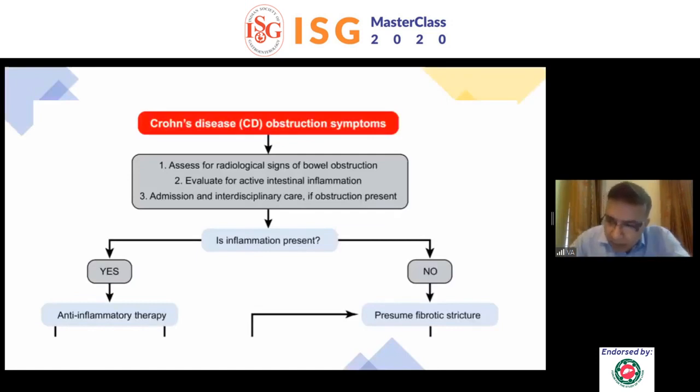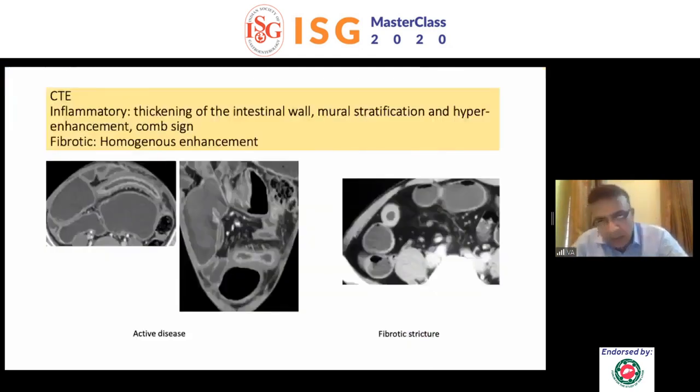So B2 stricturing disease comes to you. What do you have to do first? Determine whether the stricture is predominantly inflammatory or predominantly fibrotic. If the patient is in complete obstruction, then obviously the patient goes to emergency services. Otherwise, these patients generally come with recurrent episodes of partial obstruction. To tell whether it is inflammatory or fibrotic, a CT scan, a CT enterography, will help you. CT enterography will show you thickening of the wall, mural stratification. If it is inflammatory, comb sign. If it is fibrotic, it will show you homogeneous enhancement.